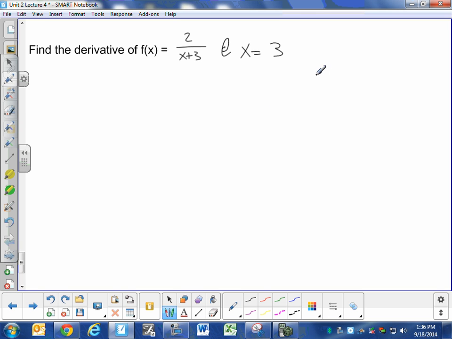Well, that means I need my slope generator function, and then I'll need to plug in 3 into it to see what my slope is of my original function when x is 3. Well, let's find this derivative function using the limit definition of a derivative. We get f of x plus h minus f of x all over h.